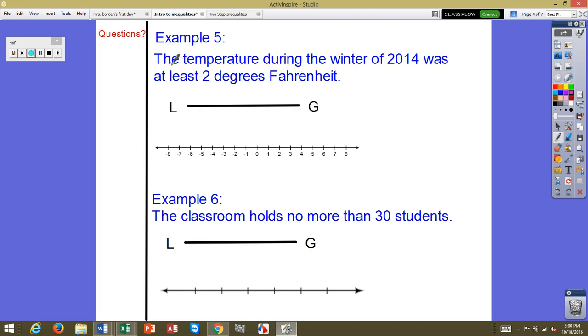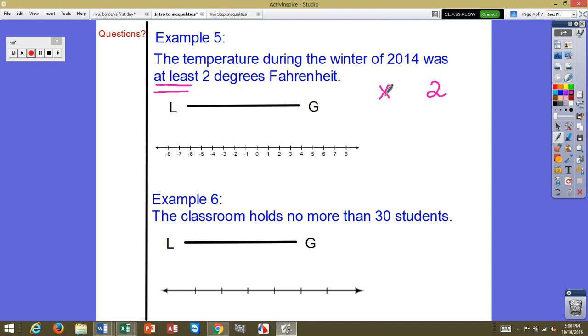When we're taking a statement that's written in words and trying to come up with the inequality for it, we have to be very careful with our vocabulary. So it says the temperature during the winter of 2014 was at least 2 degrees Fahrenheit. We've got a variable on the left, 2 degrees on the right, and we're saying that x has to be at least 2.